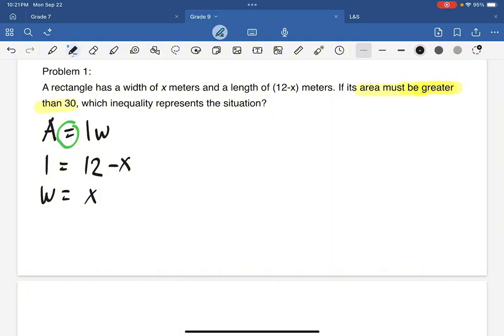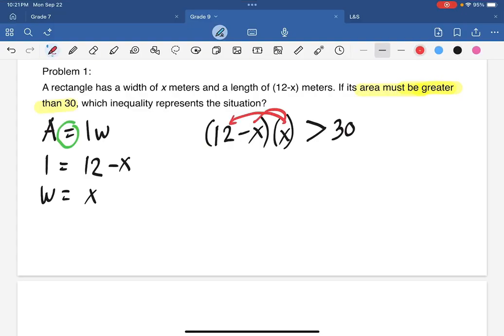Based on that, we could write here, for our area, we have length times width. So 12 minus x times x. And again, it says here the area must be greater than 30. So we could just write greater than 30. And to simplify, we have x times 12 and x times negative x. So we have 12x minus x squared is greater than 30.